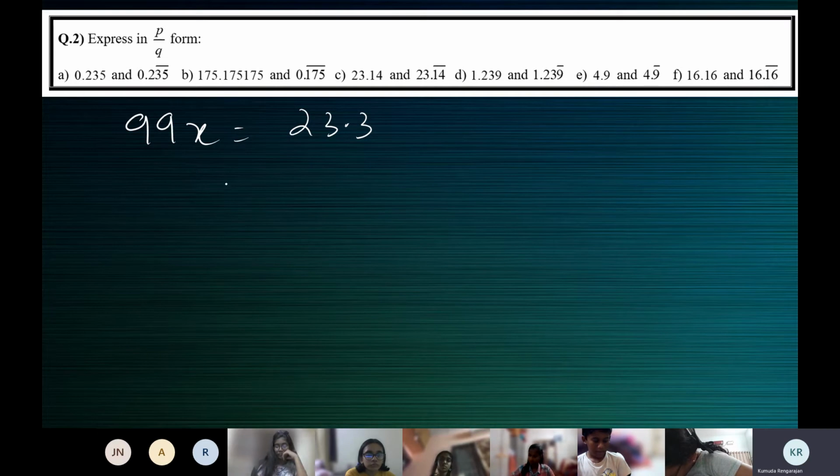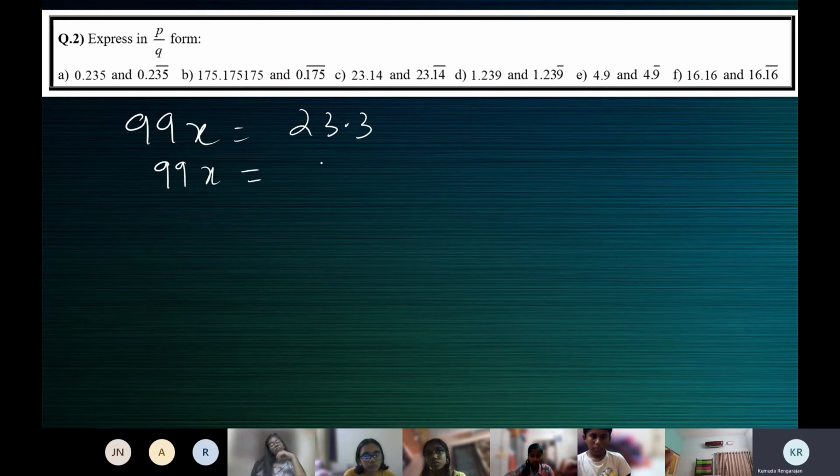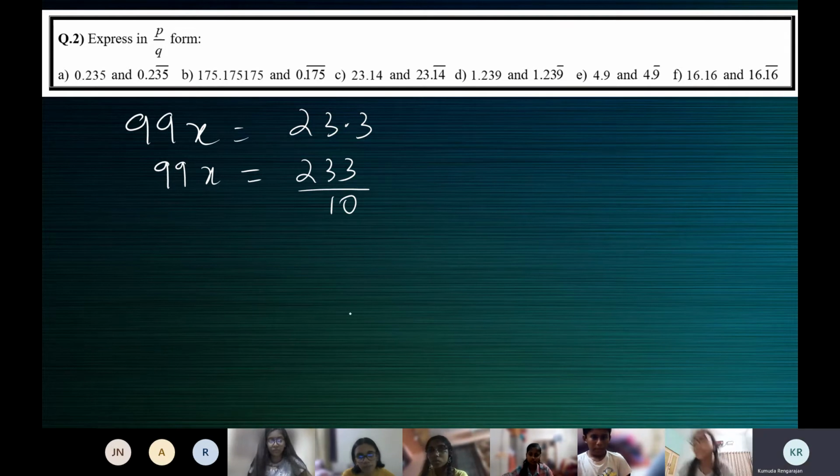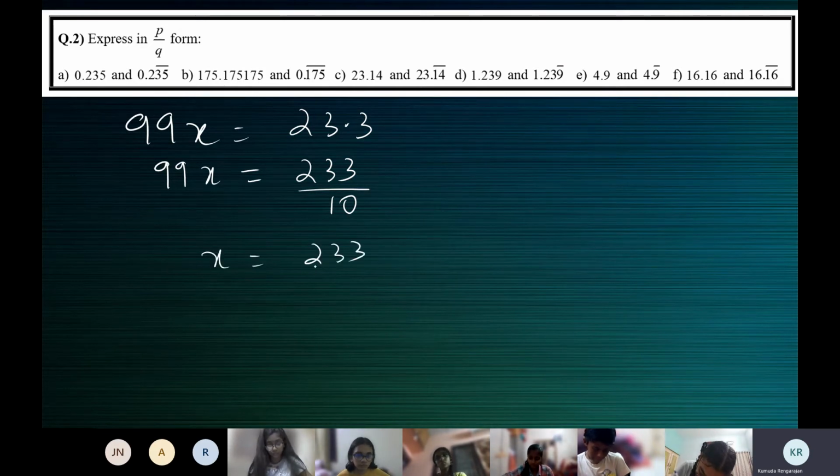So now tell me what should I do after this? 99x is equal to 23.3. Then after this, x is equal to 23.3 by 99. Yes, you're right. But before that, what is 23.3? Can I write it as 233 by 10, children? I'll first take away the decimal point. So 99x is equal to 233 by 10. So now x is equal to 233 by 99 into 10.